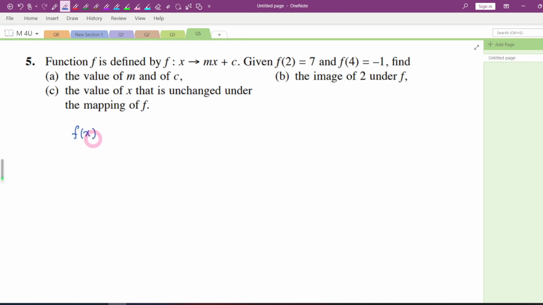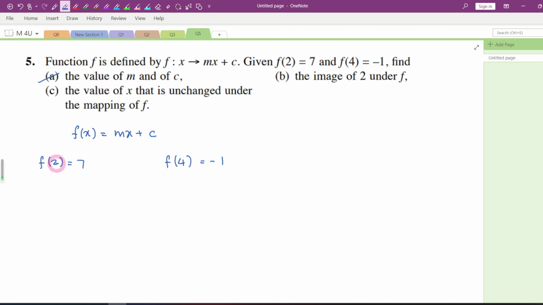F of x given by the question is equal to mx plus c. And for the first part, we want to find the value of m and the value of c. Given by the question, f of 2 is equal to 7. F of 4 is equal to negative 1. So from here, we actually can form two linear equations.